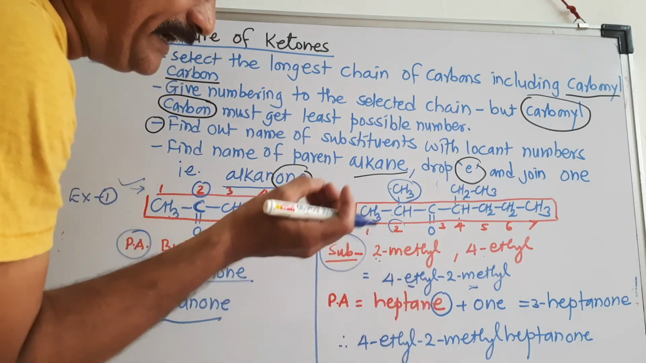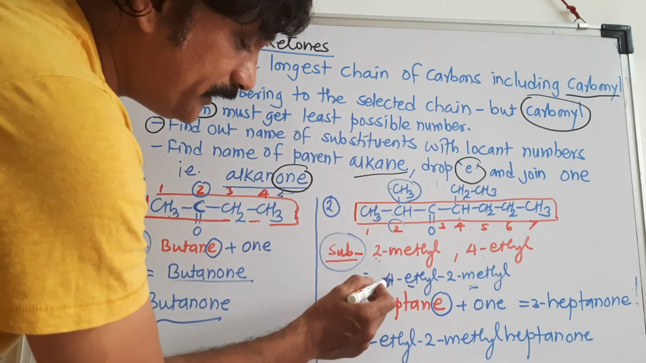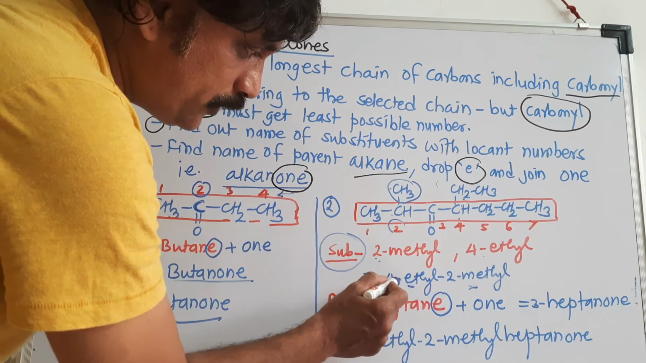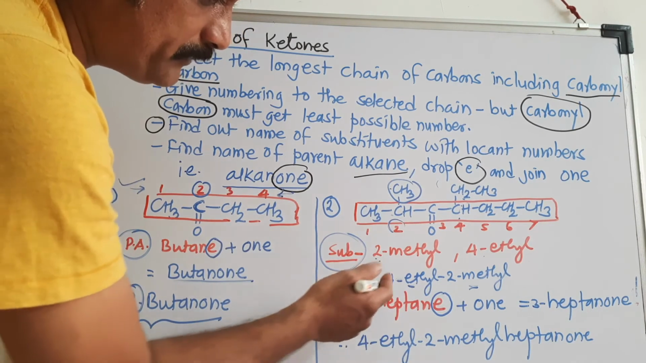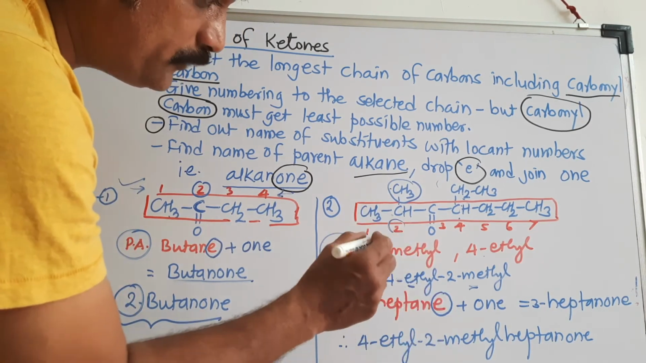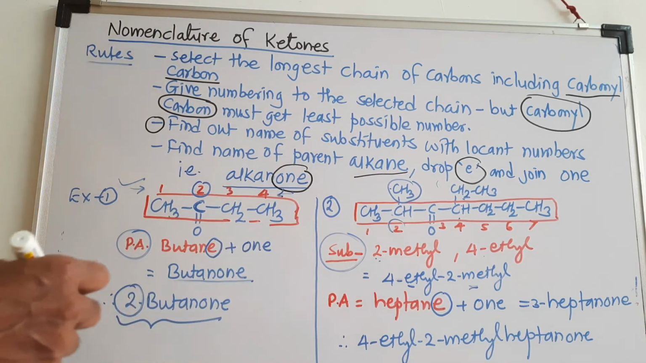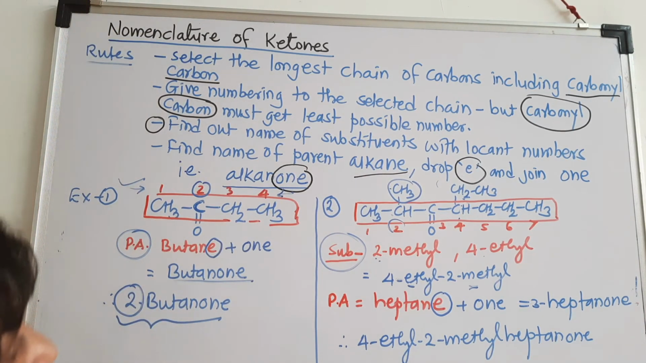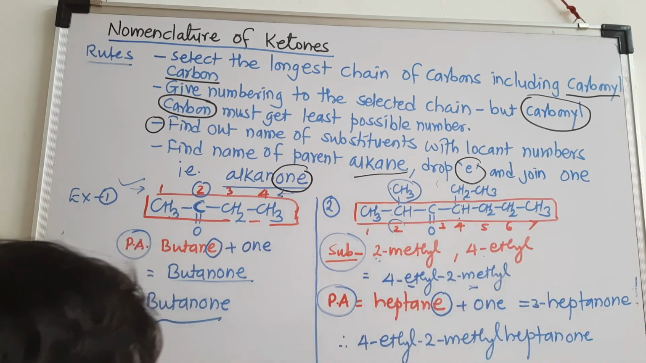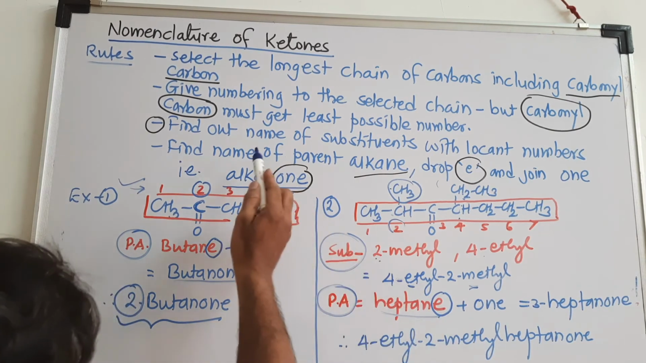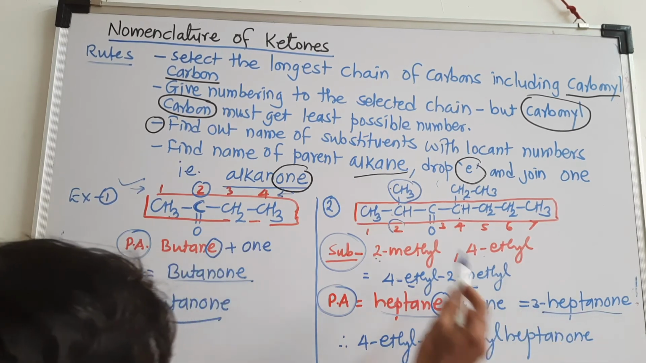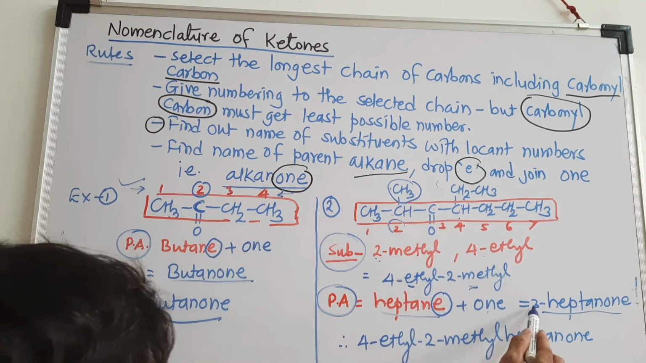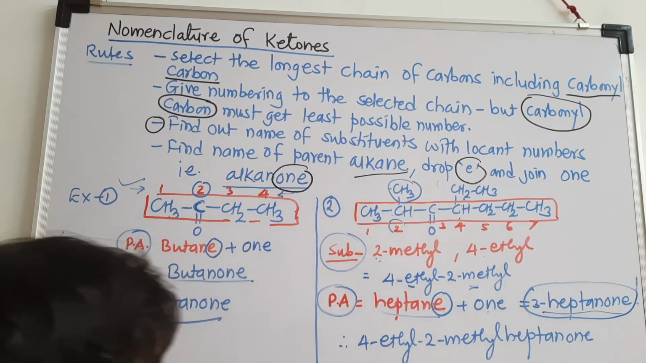Now here one little rule I want to revise: if a number and a word are there, you have to join them by using a hyphen. And if numbers are there, that means more than one number, you have to separate them by using a comma. I hope you know that rule. Then the next is the name of the parent alkane. In this selected chain, there are 7 carbons, so the name is heptane. And as per the rule, you have to drop this E and add ONE, so that becomes heptanone. But the locant number of this carbonyl carbon is 3, so the name becomes 3-heptanone.